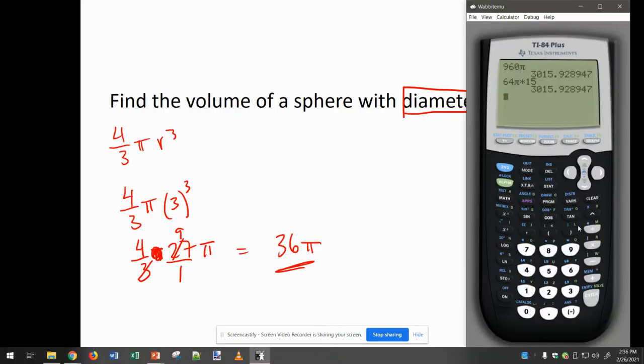Beast mode, hello. You might have noticed it says Wabbit Emu. That's another very cool name. But I like beast mode.